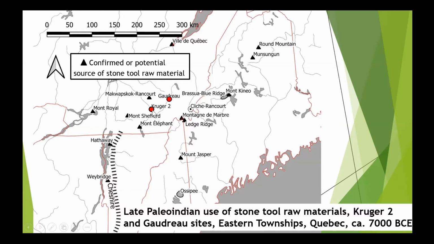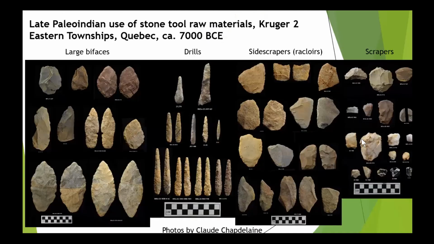So I've looked at all those collections in detail, the tools as well as the debitage. And basically what I've done here is I'm showing you what I think are, within reasonable distance, all of the confirmed or potential sources of stone tool raw material that we find at these sites. Now, obviously, there's quite a variability in the materials that you see on these sites. There's bifaces, drills, side scrapers, and end scrapers, and there are actually quite a few materials being used at these sites. Some materials, however, dominate definitely more than others.